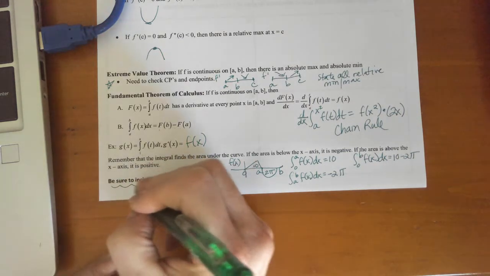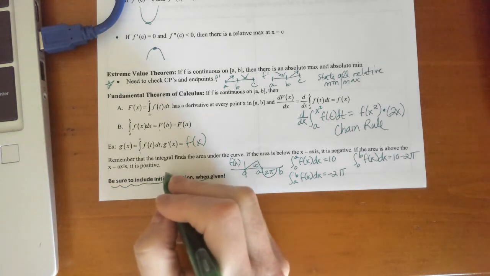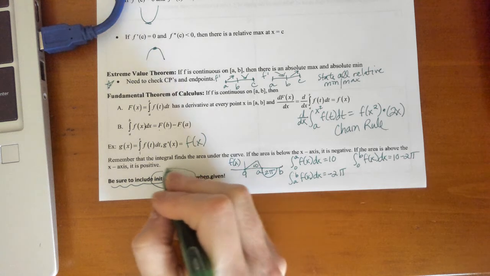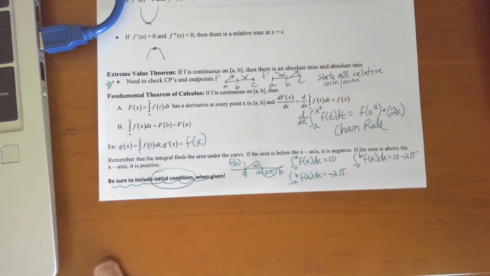Now you have to always make sure that you include initial conditions when given, and we're going to experience that when we get to our free response next. So you have to remember to always include, if you're given specific values to start, when we go to apply this in our graph analysis.